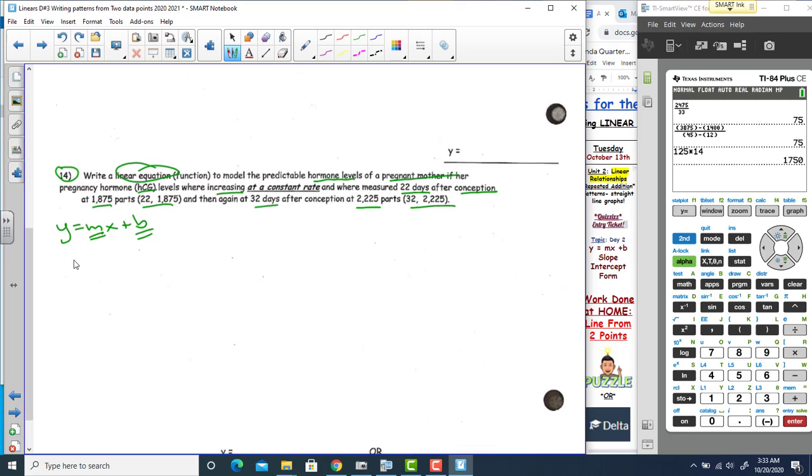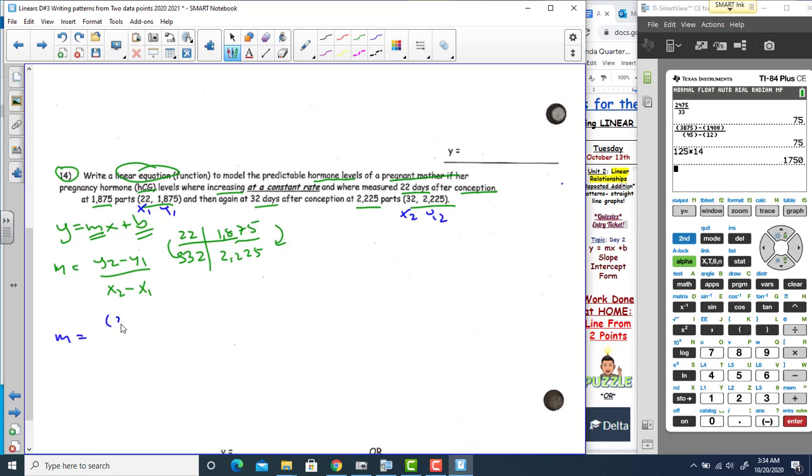In order to do that, we've got to compute m, which comes from the slope formula, so we've got to write m equals y2 minus y1 over x2 minus x1. Label the points x1, y1: the first measured time we observed it, 22 days, and the first measured amount, and label the second point x2, y2. Once we've done that, substitute into the slope formula using parentheses.